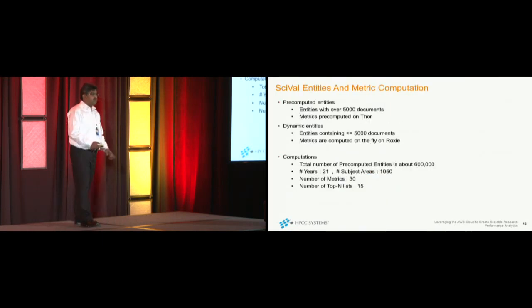Like I talked about, we have several entities that we support in SciVal. For any entity which has more than 5,000 documents, we pre-compute the metrics for those entities in Thor, and we call them pre-computed entities. Otherwise, they are dynamic entities, and metrics for these are directly computed on the fly on the Roxie.